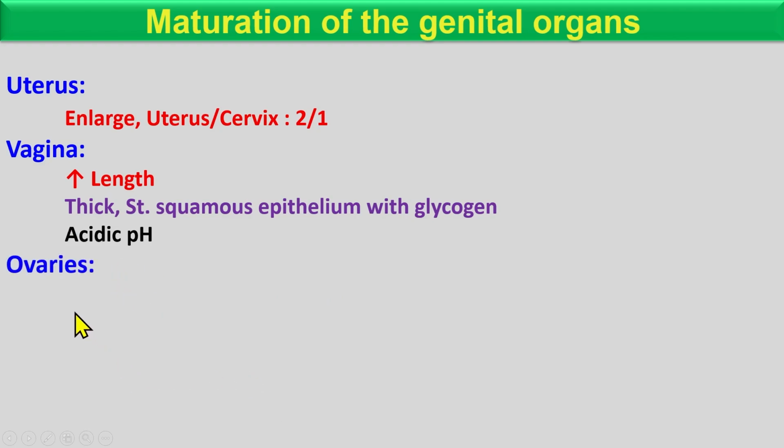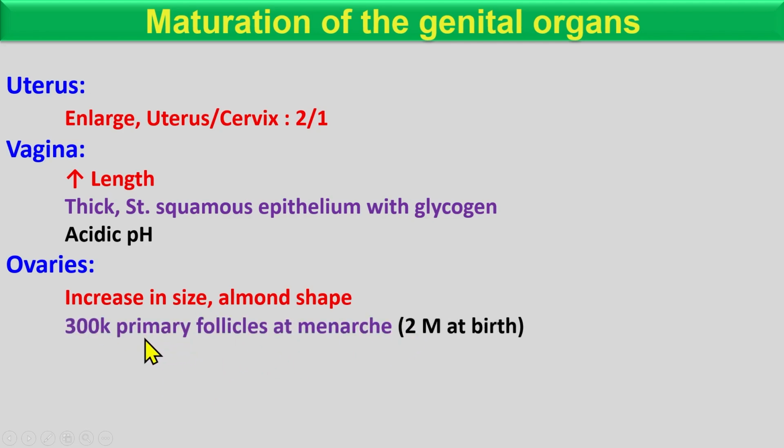If you look at the ovaries, they are also increasing in size and changing their shape, and the shape becomes almond. Okay, almond shape. And if you look at the number of primary follicles, which is 2 million at birth, now the remaining number is only 300,000 at the start of the menarche.